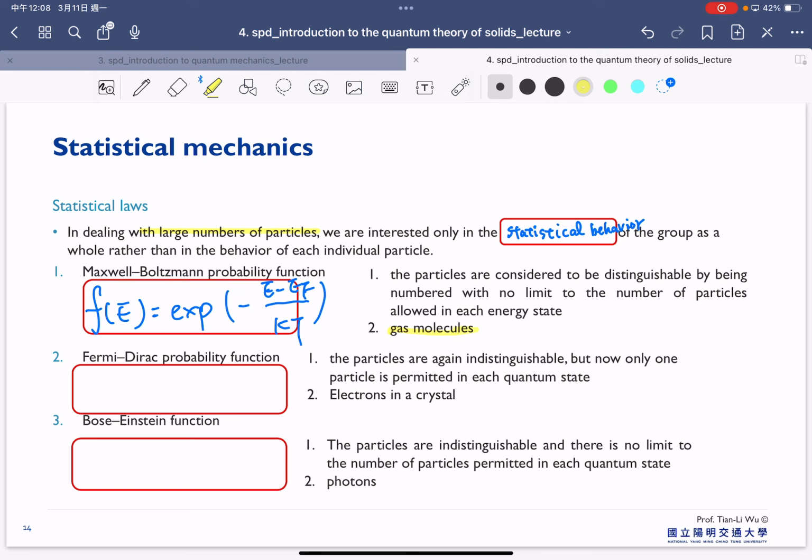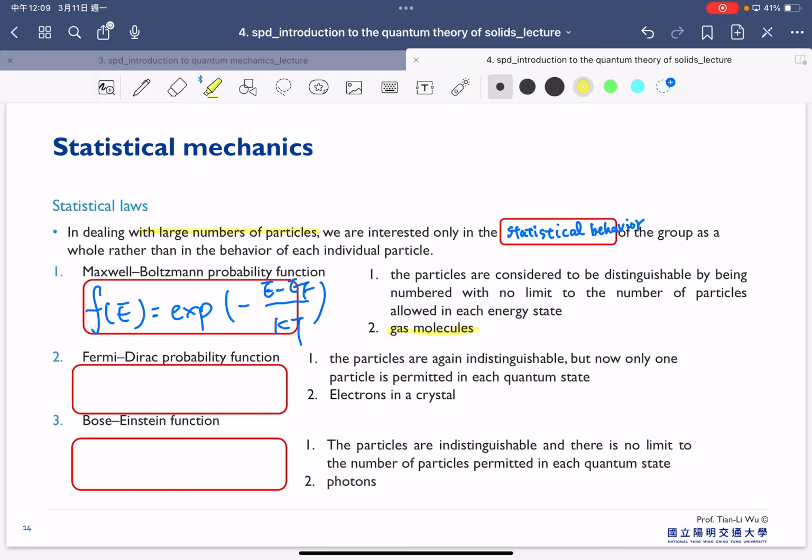So what does it mean? It does not limit the number of particles allowed in each energy state. Like in this classroom, you can imagine that if you want to put as much gas as possible inside this room, there's no problem, because there are no seat issues, right? So that's what this means: no limit on the number of particles allowed in each energy state. So this can only be applied in the case of gas molecules.